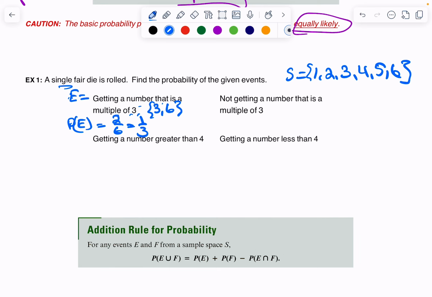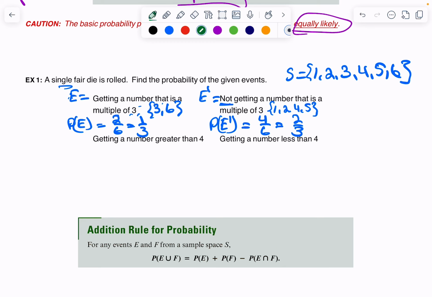Now, not getting a number that is a multiple of 3, that would be our complement of event E, which would have 1, 2, 4, and 5. And the probability of the complement of E is going to be 4 out of 6, which is 2/3.